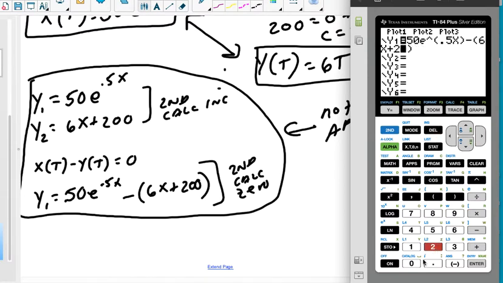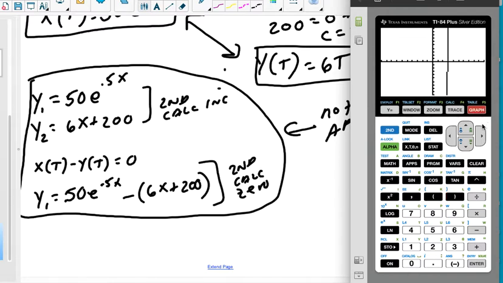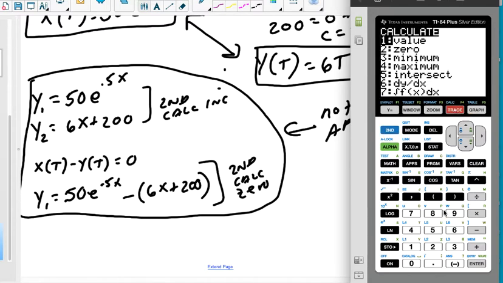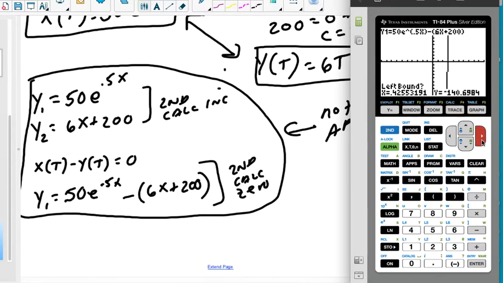And that 90 is a 200, so you should always double check that your numbers are right. 50 e to the 0.5x minus, in parentheses, 6x plus 200. I'm going to graph. And there's my zero, so I'm going to do second calc zero. I notice my y's are negative, negative, negative. Okay, they jump from a negative 17 to a positive 3.8. So the negative 17 is my left bound, above the axis is the 3.8, that's my right bound, and then I hit enter, and there's my answer.